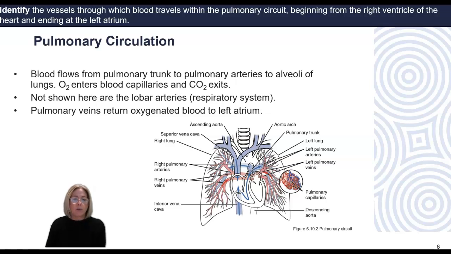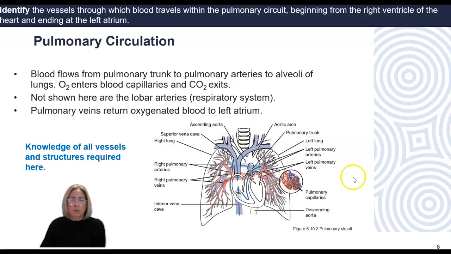Now, not shown here are the lobar arteries, which we will talk about when we get to the respiratory system. There are 3 lobar arteries that supply the right lung, and there are 2 lobar arteries that supply the left lung, and that's because the right lung has 3 lobes. The pulmonary veins, which you can see here, the 2 left pulmonary veins and 2 right pulmonary veins, then return that oxygenated blood back to the left atrium.